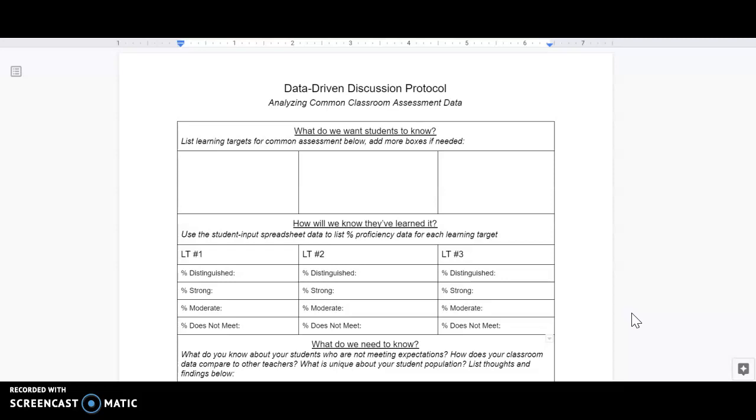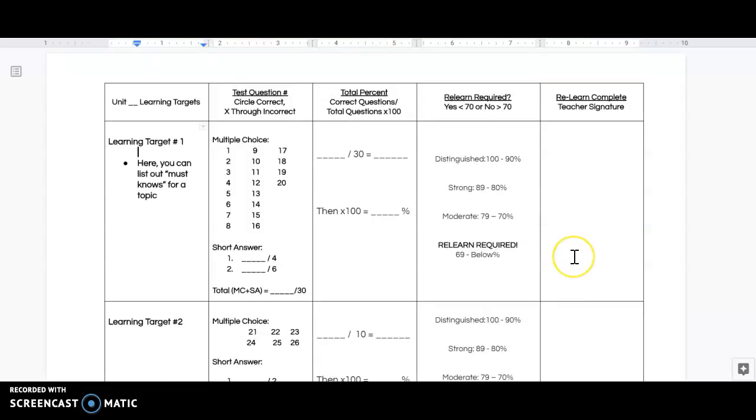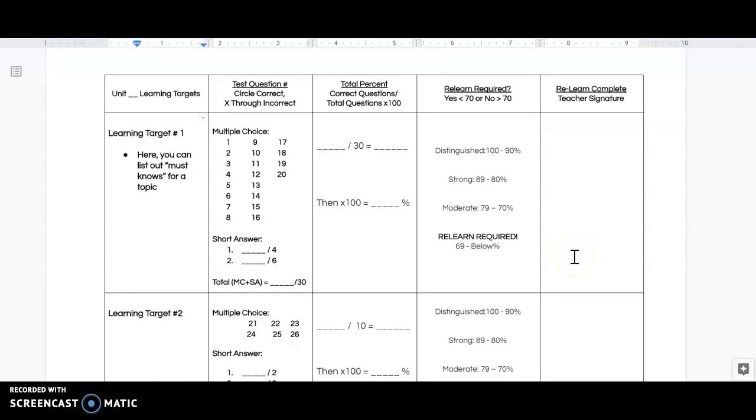So I created two different things. This is the note catcher, if you will, for teachers to look at and record their data. And then I also made this worksheet, which would be for students to disaggregate their data into learning targets on a common assessment, so that teachers could be looking at not just how students did on a test, but how students did on individual learning targets, because I think that can be more valuable for teachers.